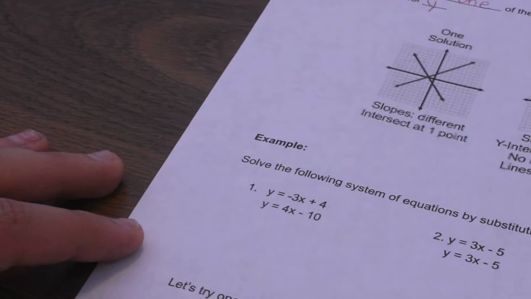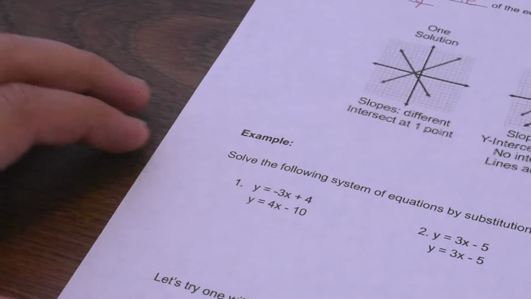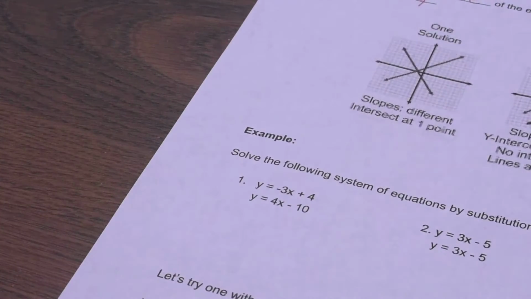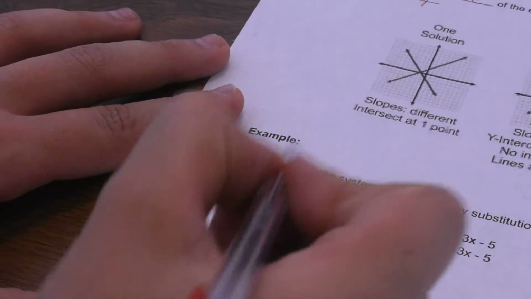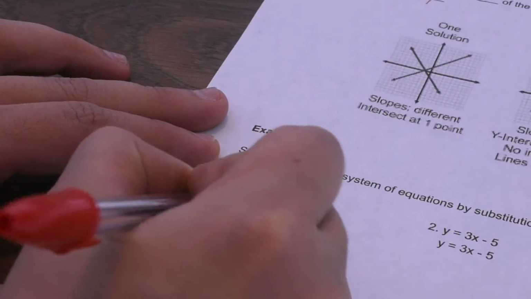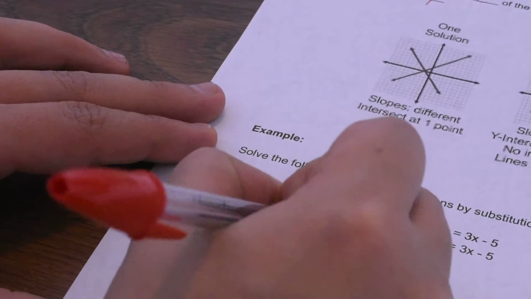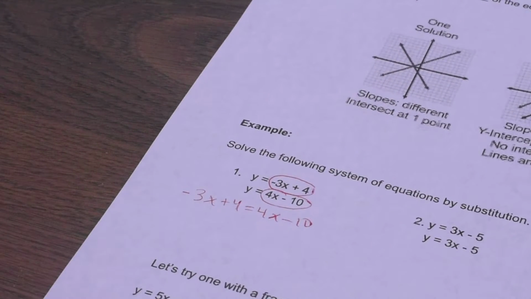So let's look at the following. y equals negative 3x plus 4, y equals 4x minus 10. So this is going to be one that has one solution, and you'll see why. My first step is to set the first equation equal to the second equation. So you're going to take this part of the equation and this part of the equation, and set those two equal to each other. So negative 3x plus 4 equals 4x minus 10. All right, so I set this equal to that, but not the y. So you see I didn't include the y.